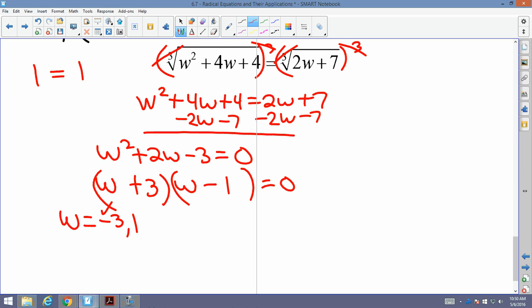How about for 1? What's 1 squared? 1 plus 4 is? 5. 5 plus 4 is 9, so I have the cube root of 9 on one side, because I cannot simplify that. What's 2 times 1? 2. And 2 plus 7 is 9. Does the cube root of 9 equal the cube root of 9?